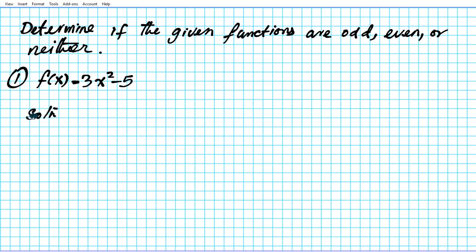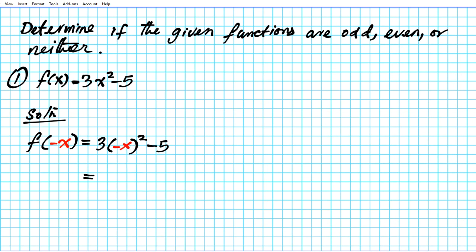So how do we do this? What we'll do is we compose the function with negative x. What does that mean? It basically means that you replace all the x's in the function with negative x where possible. Okay? So instead of 3x squared, we have 3 times negative x quantity squared minus 5. Now let's reduce.